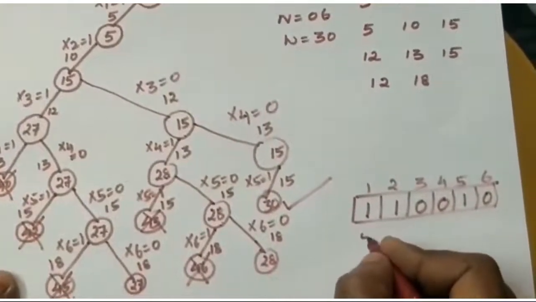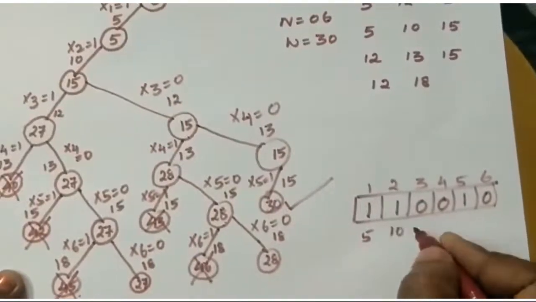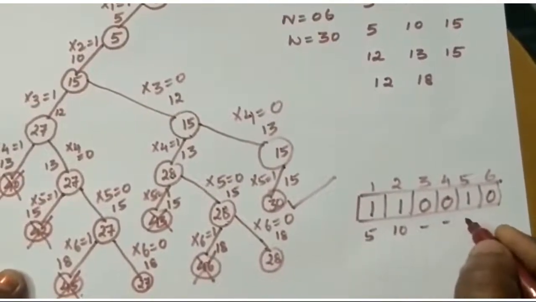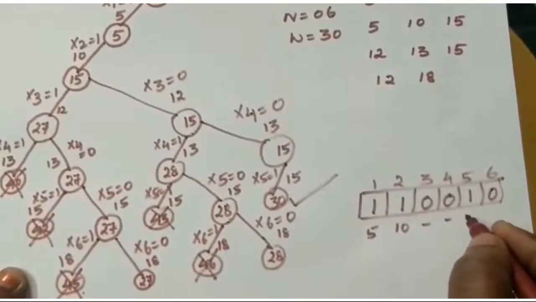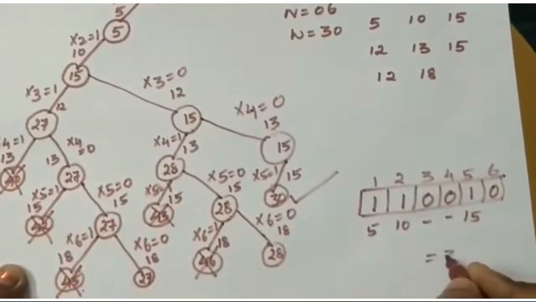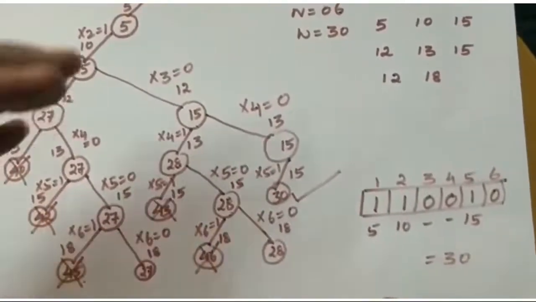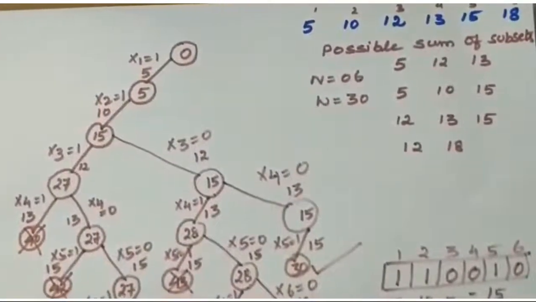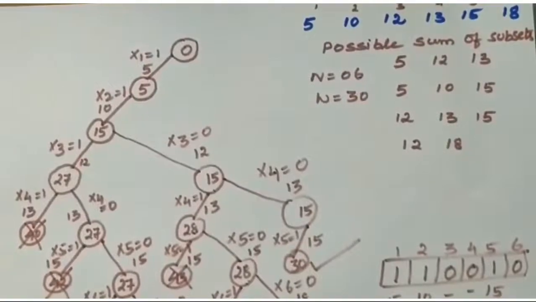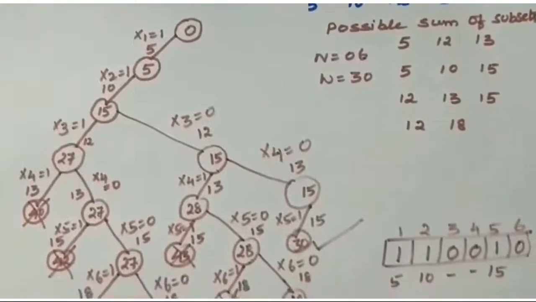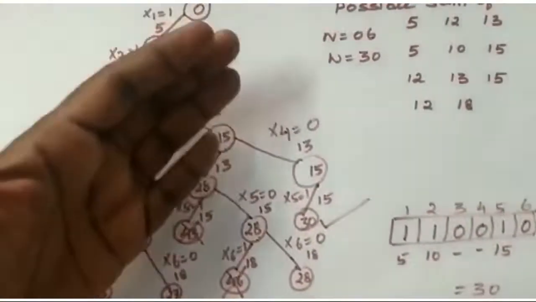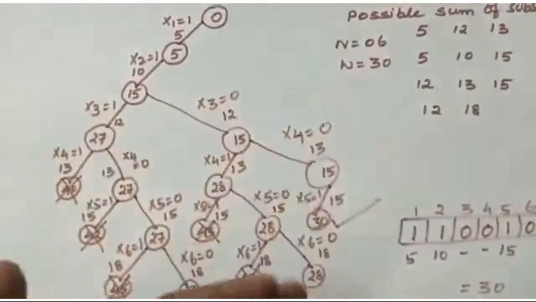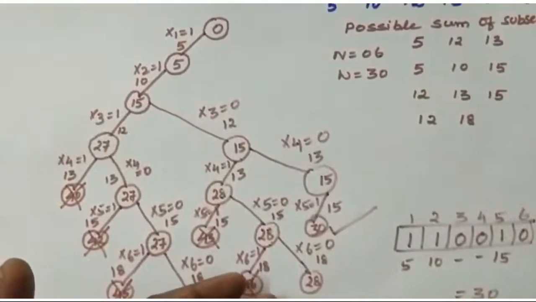So the first item is 5, the second item is 10, and the third and fourth items we are not going to consider, and the fifth item is 15, the total is 30. So out of the sum of subsets, we have arrived at the first set as 5, 10, 15, that is in increasing order. Likewise we have to solve the remaining nodes to get the remaining combinations of sum of subset.